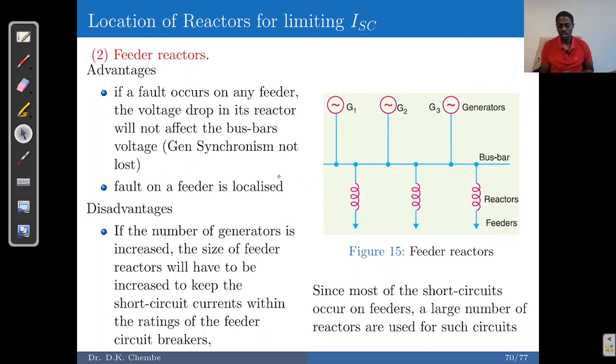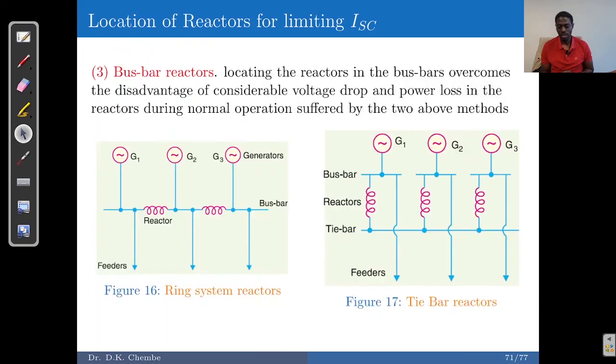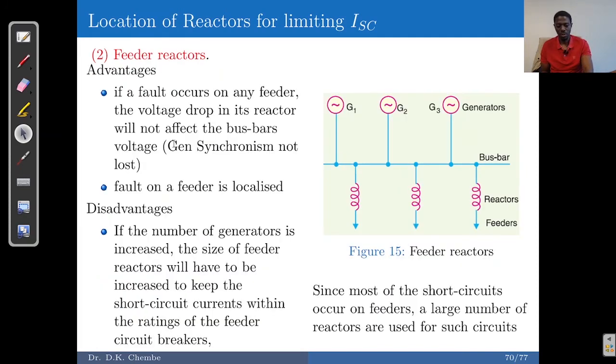First of all, the faults are localized in terms of the feeders. If there's a fault on this particular feeder, then only this feeder is going to be affected, and the customers on this feeder. Then if a fault occurs on any feeder, the voltage drop in its reactor will not affect the bus bar voltage. So the generators will not go out of synchronism. They'll stay synchronized because the bus bar voltage will not be affected much.